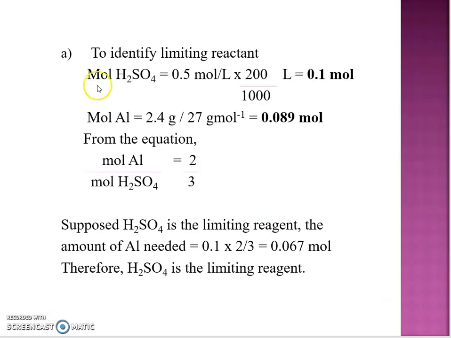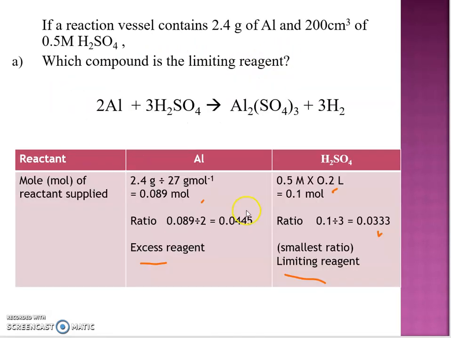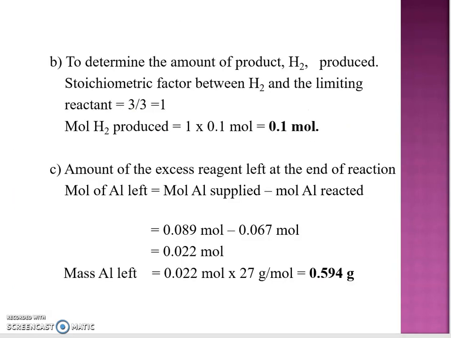Right, the next question dia kata, kita dah identify. Okay. So the next question, determine the amount product produced. So dia kata apa H2. So tengok pada equation. So 3 H2SO4 menghasilkan 3 H2. Jadi mol dia samalah sebab 3. Jadi mol yang terhasil adalah 0.1 mol. Okay. Sama 0.1 mol. And then the next one, amount the excess reagent left at the end of the reaction.